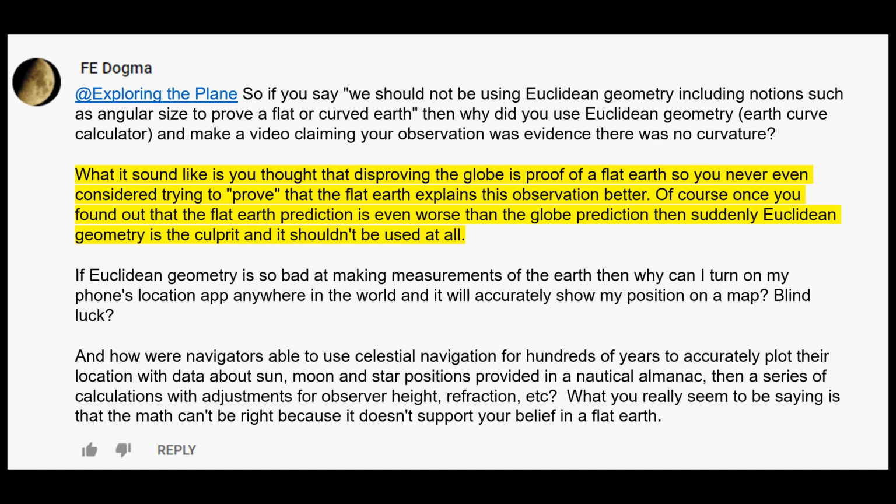Of course, once you found out that the flat Earth prediction is even worse than the globe prediction, then suddenly Euclidean geometry is the culprit and it shouldn't be used at all. And of course, I never did get a reply to this comment.